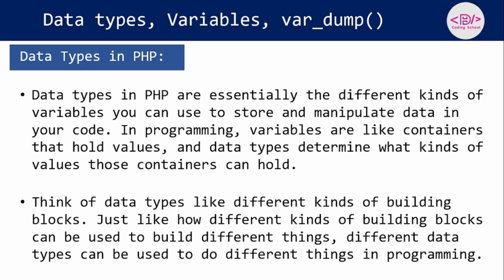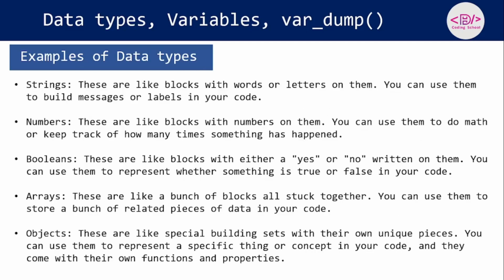So think of data types like different types of building blocks, and we can use this data to build different things or complicated stuff, as we are going to see in details. So examples of data types, we have a few of them in PHP, and the common ones or the ones we are going to concentrate on are these ones. So the first one are strings.